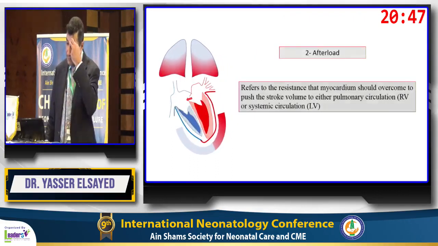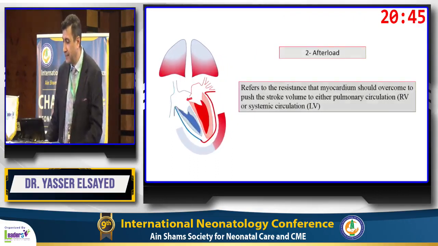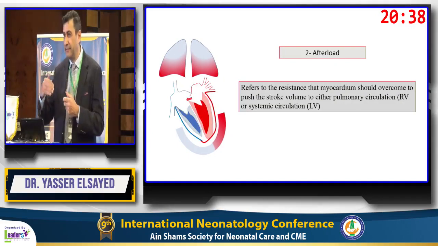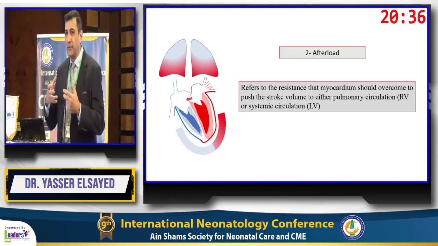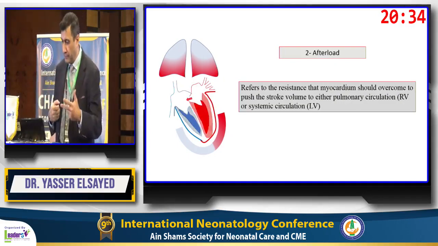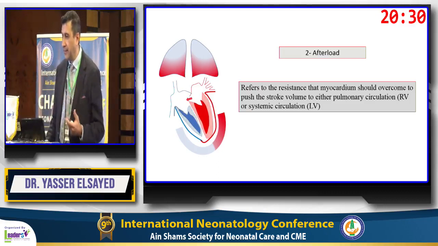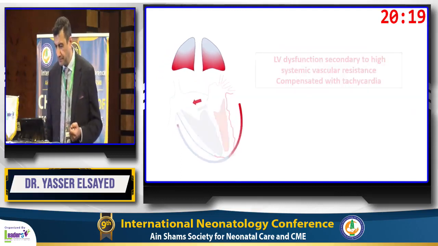And then afterload. Afterload refers to the resistance that the myocardium must overcome to push the stroke volume. So the heart contracts against systemic vascular resistance, and this contraction against resistance is afterload. If the heart contracts against too much resistance, then there's too much afterload. It means that the ventricles might get tired and might fail at the end. So the next expected consequence is LV dysfunction.